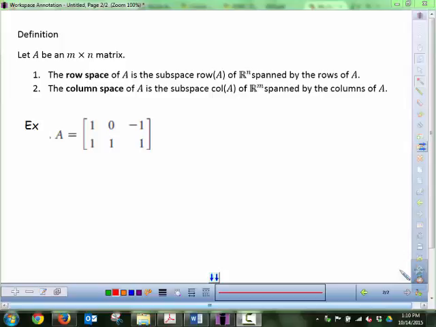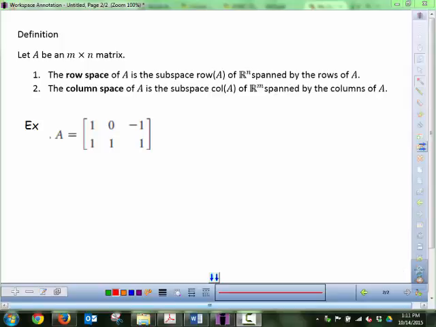So a row space is a subspace of Rn, where n is the number of columns, and the column space is a subspace of Rm, where m is the number of rows. So it's another one of those things that look like it's written backwards. But let's see why this makes sense. Let's do this by looking at an example.